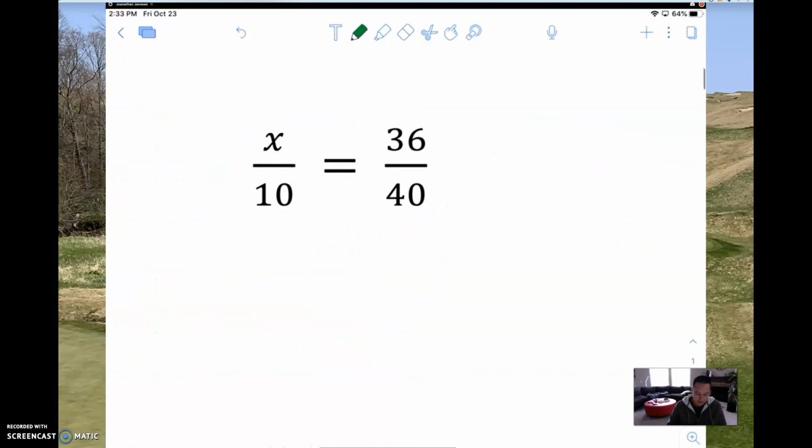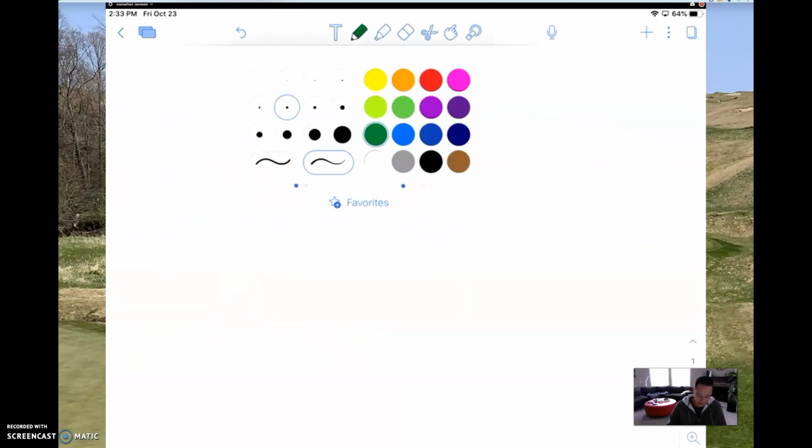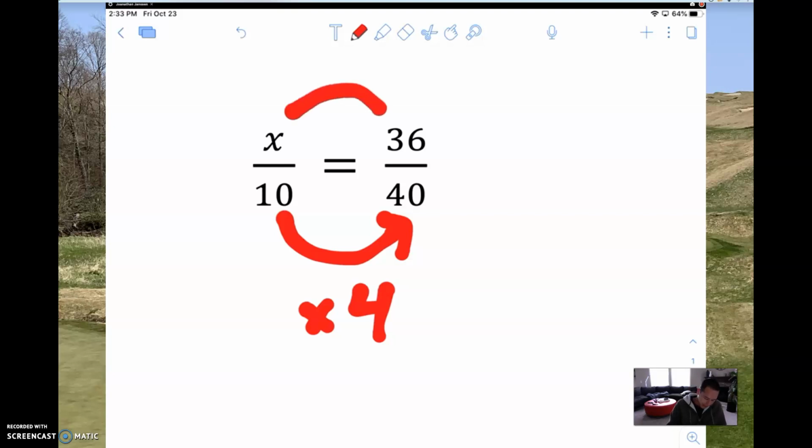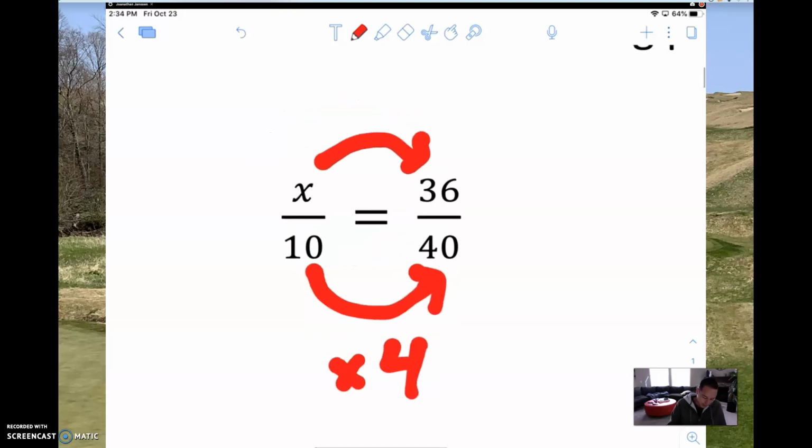We have x over 10 equals 36 over 40. You'll notice that the right side is bigger. So to get from 10 to 40, we're just multiplying by 4. So whatever number here is x, if I multiply it by 4, we should get 36. Now let's just go backwards. So if we take 36, instead of going that way, I'm going to go backwards.